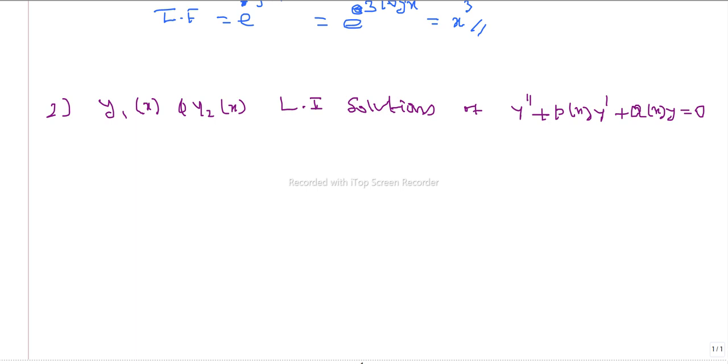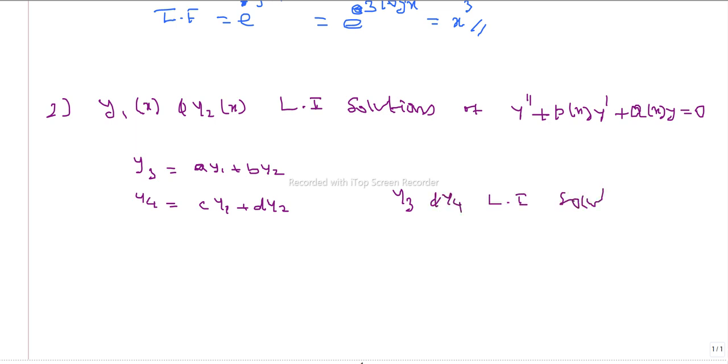Suppose we define y3 as a combination of y1 and y2, say a times y1 plus b times y2, and y4 is defined with some other constants, c times y1 plus d times y2. Suppose y3 and y4 are linearly independent solutions, then what is the relation between a, b, c, d?